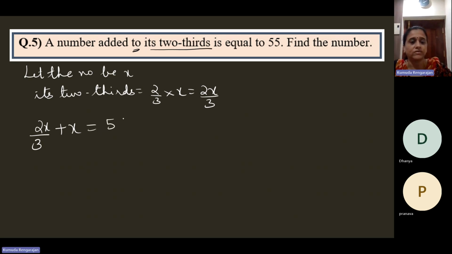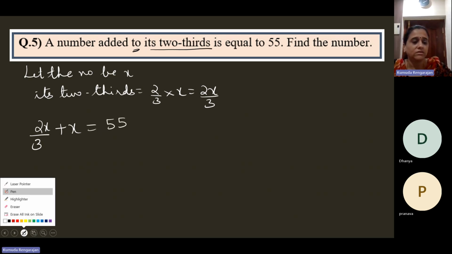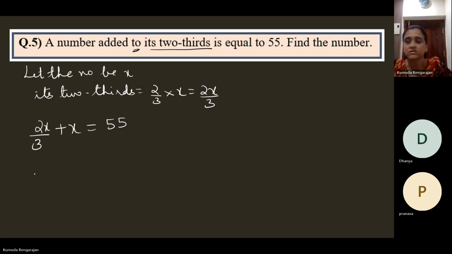Is equal to 55. So tell me, how do we take the common denominator here? Yeah, 3. Then it will be into 1. And here into 3. Correct.